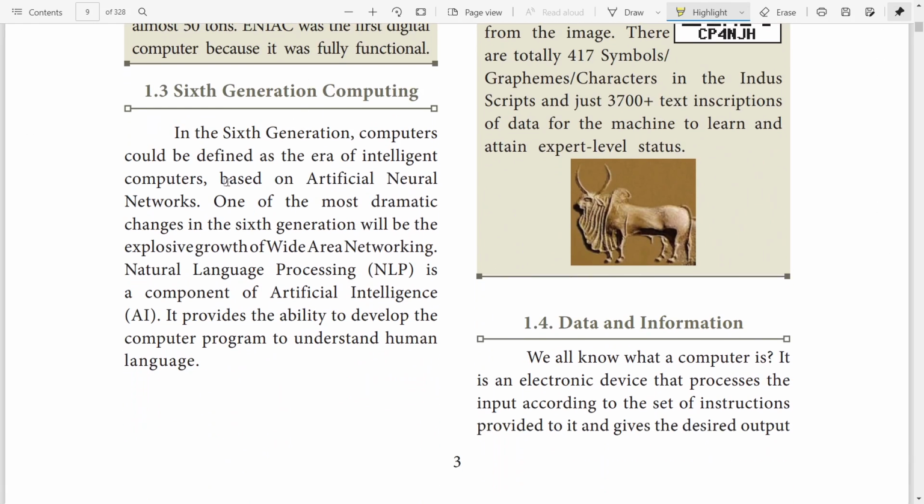Sixth generation computing. In sixth generation, computers could be defined as era of intelligent computers based on artificial intelligence network. This is a very important one. It may be the future. Artificial neural networks. One of the most dramatic changes in the sixth generation will be explosive growth of wide area network and natural language processing. It can understand basic human language and gives answers according to it. It is a component of artificial intelligence. It provides the ability to develop computer programs to understand human language.